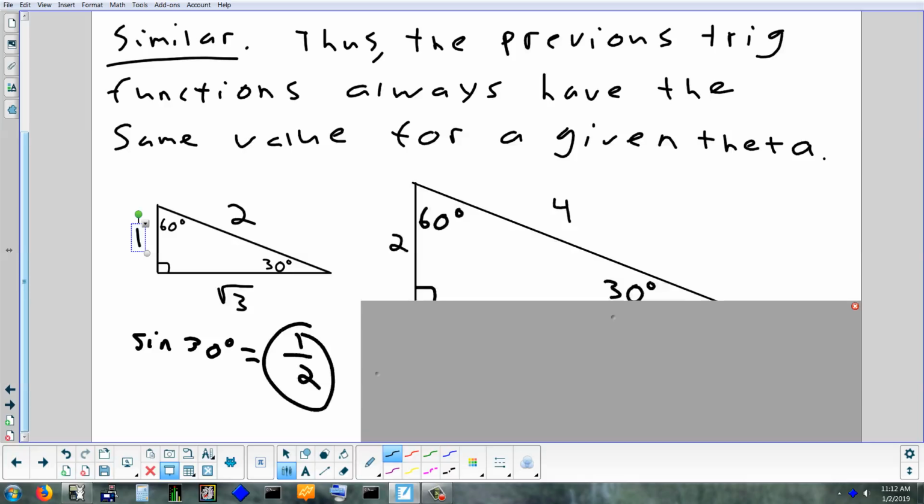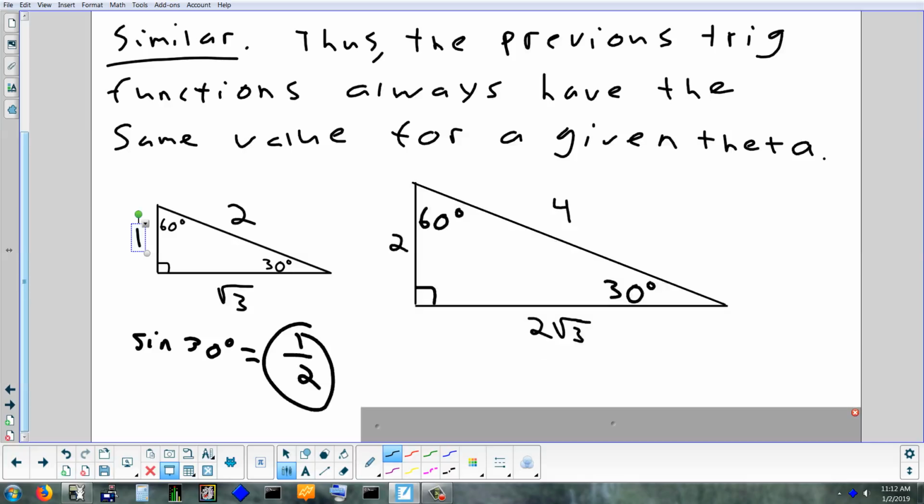Now, let's take that triangle and double the size of it. It's still a 30, 60, 90 right triangle, but I've made every side twice as big. So let's see if that affects the sine of 30.